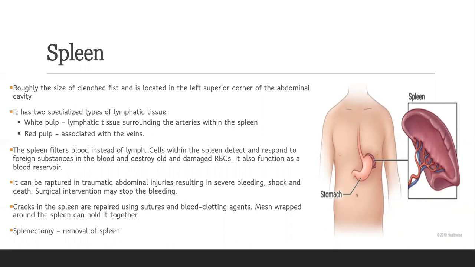The cells within the spleen detect and respond to foreign substances in the blood and destroy old and damaged RBCs. Another function of the spleen is to serve as a blood reservoir. The spleen can be ruptured in a traumatic abdominal injury, which can result in severe bleeding, shock, and death. Surgical intervention may stop the bleeding. If there are cracks in the spleen, it can be repaired using sutures and a blood clotting agent. A mesh wrapped around the spleen can hold it together. The removal of the spleen is called splenectomy.